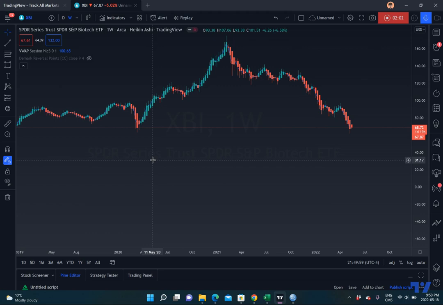where our most recent uptrend started and where our most recent downtrend started. So looking at this, we see our most recent uptrend started here on the week of April 6th in 2020. And our most recent downtrend, which we are still technically in, started on the week of February 22nd in 2021.